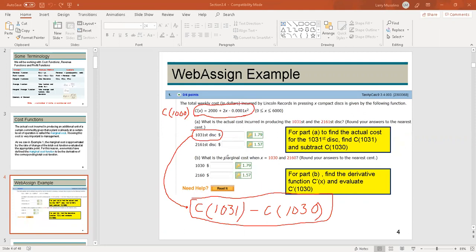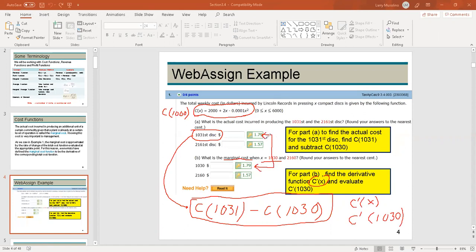Now it's asking, what is the marginal cost when X equals 1030? Marginal cost means take the derivative. So take C of X and take its derivative. That'll give you C prime of X. And then they're asking you to calculate C prime of 1030. That means you'll go to the C prime function and replace X with 1030. What you're going to see is these two answers are going to be the same. Notice they both happen to be $1.79.